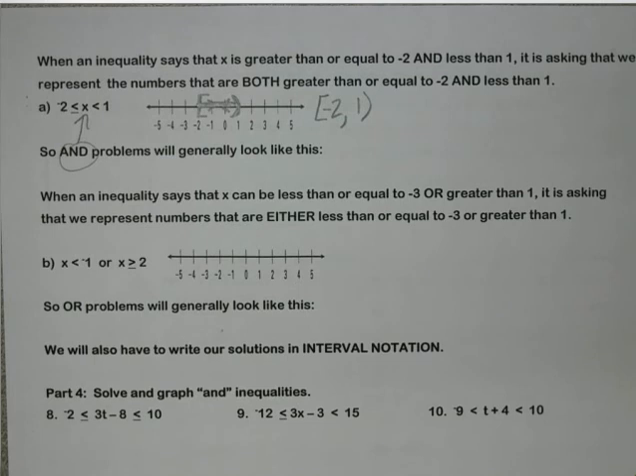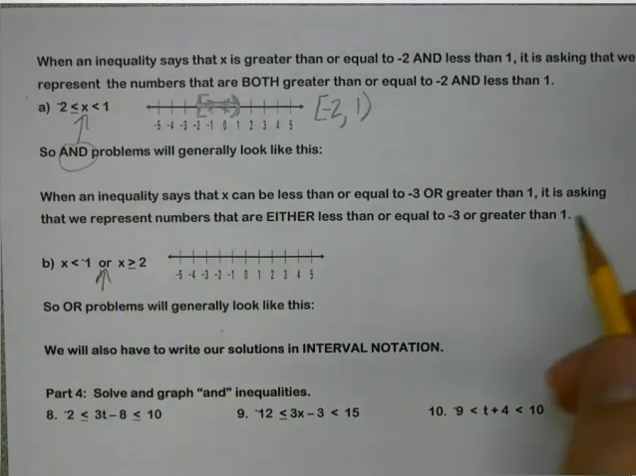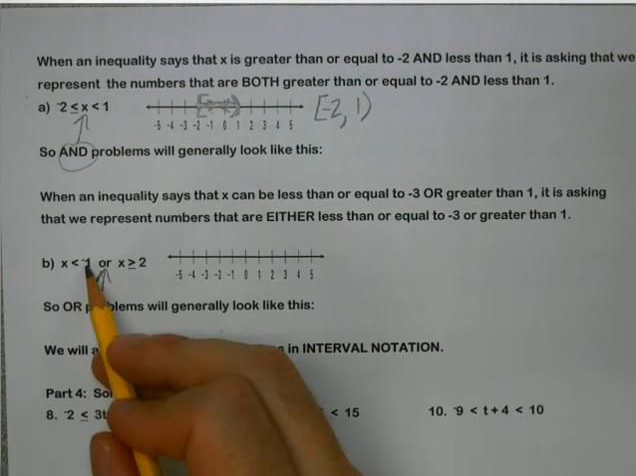The next one, though, gets split up, and there's an or in the middle. So let's do these separately. X is less than -1.